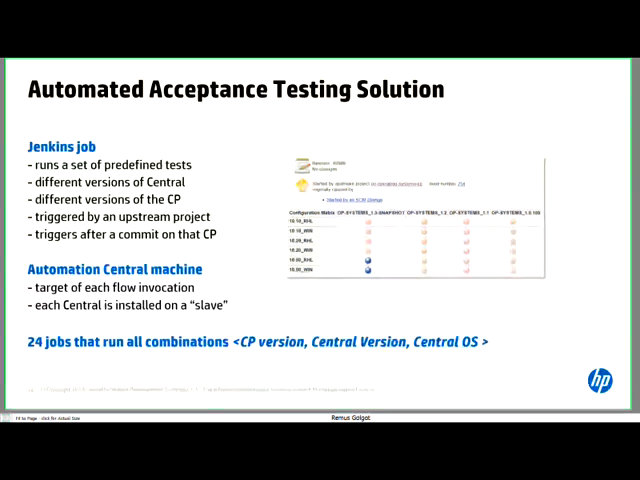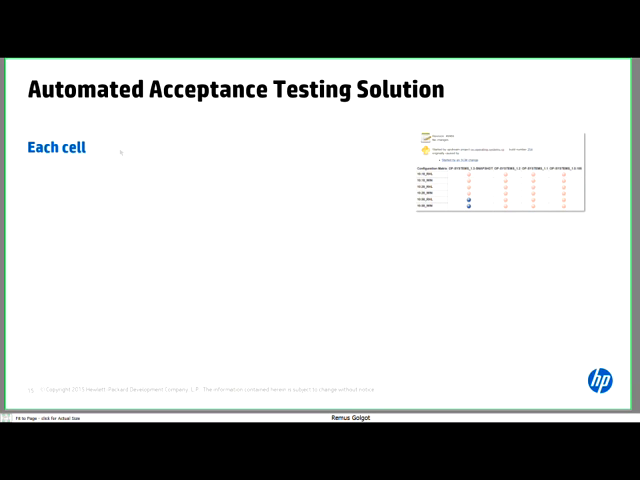But at this overview level, you have 24 different jobs inside Jenkins that will each run a particular combination of CP version, Central version, and Central operating system. Now, to explain what is the purpose and what each cell performs inside this matrix. First of all, this is just an example of how to build an automated acceptance testing solution. But for this particular scenario, we will start by downloading the OO installer, the content pack that we want to test, and the corresponding test content pack.